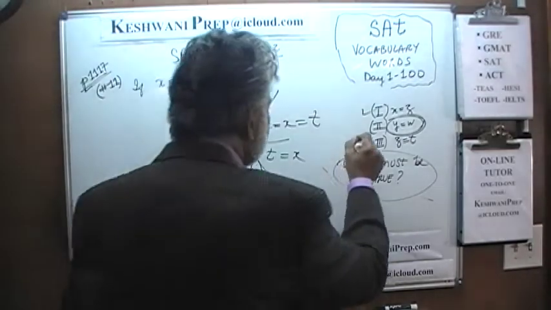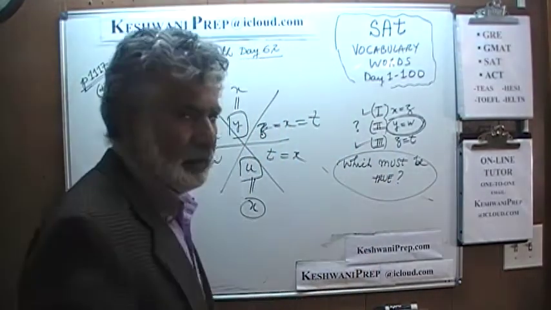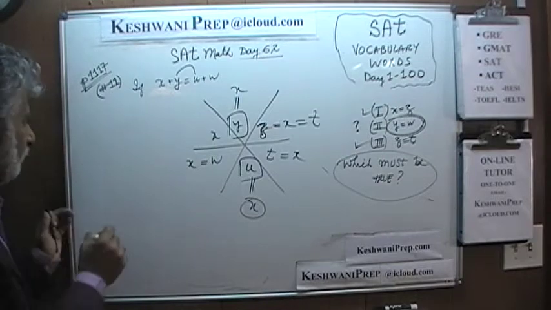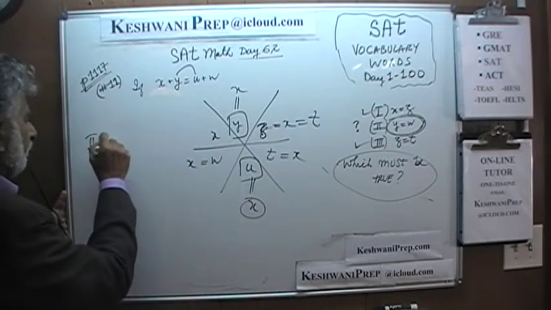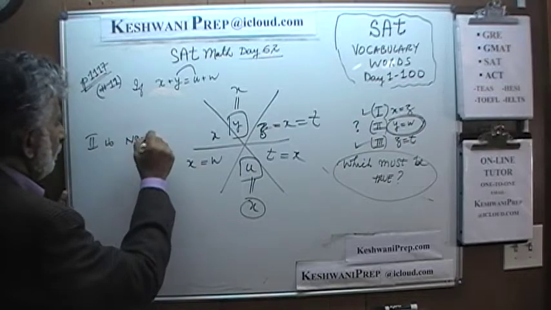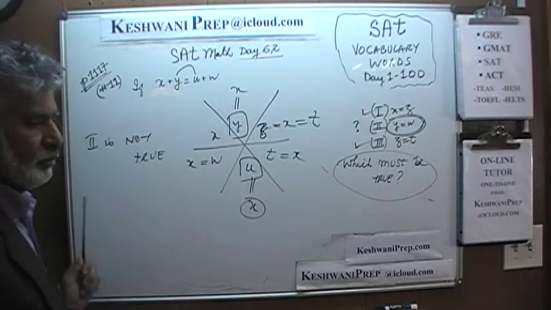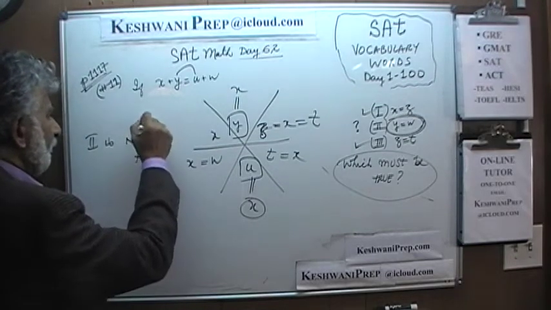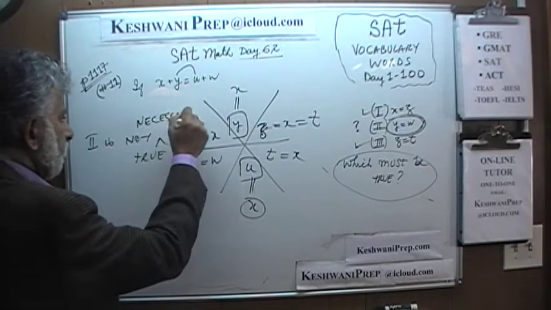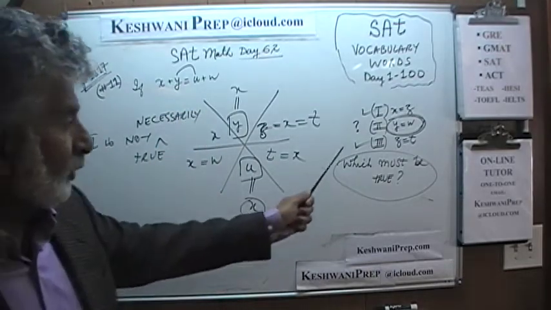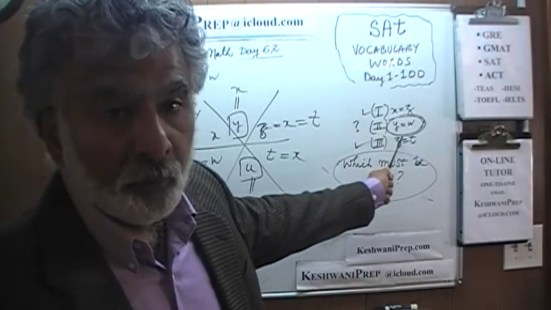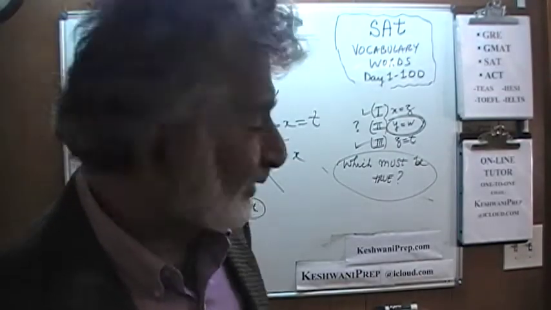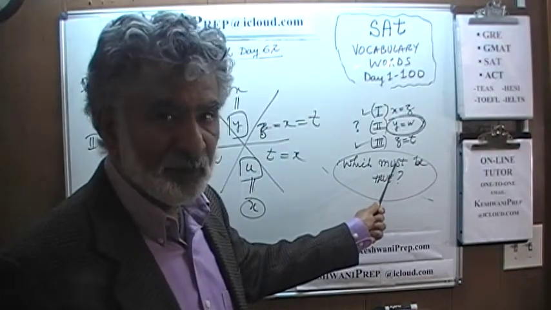So the question is, is statement number two true? If you were to say that statement number two is not true, that is not correct. Statement number two is something that is not necessarily true. It is not false. We cannot say that statement number two is false. What we can say is that statement number two is something that is not necessarily true. It is not something that has to be true. We're looking for something that must be true.